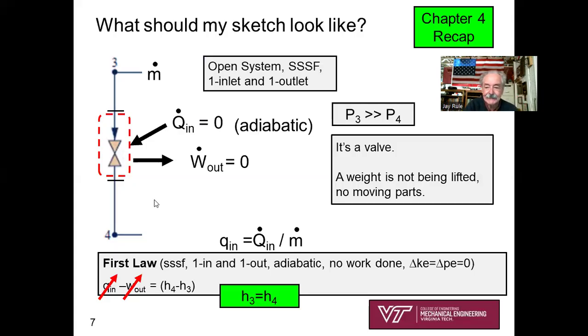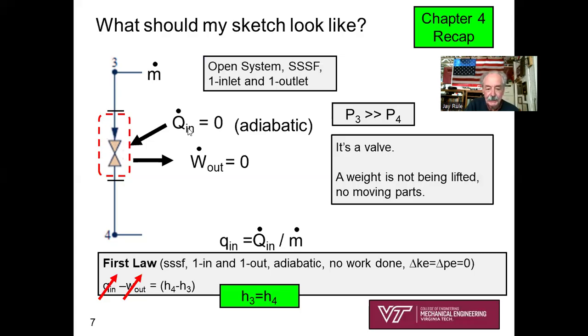That's a good way to depict it. Much better than a box or a cloud. Okay, coming in at state 3, outlet at state 4. Let's see. I've got an open system, steady state, steady flow, one inlet, one outlet. There's my dashed control surface.